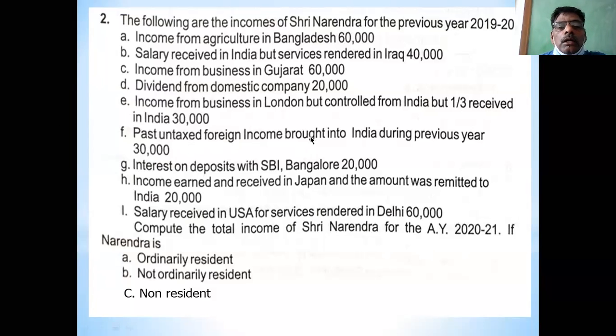Past untaxed foreign income brought into India is not related to your calculation. It is only for your confusion. Past untaxed income brought into India, we will not consider in calculation of income tax.